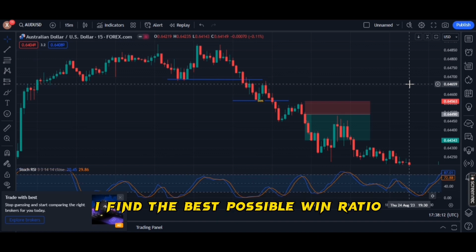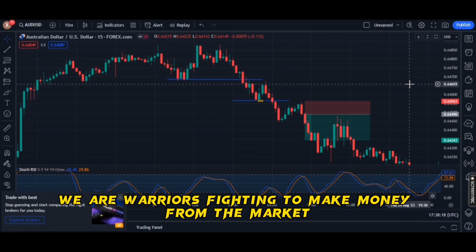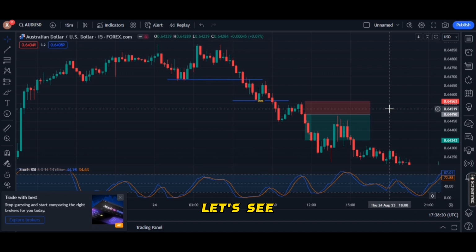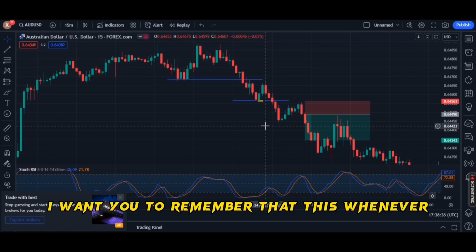I find the best possible win ratio, because now it's just about winning. We are here just to conquer the market. We are warriors fighting to make money from the market. Everything I give you guys, go out and try it. It's a bomb. Let's see, we have a 1 to 2 risk reward. It came very easy. I want you to go and backtest this.